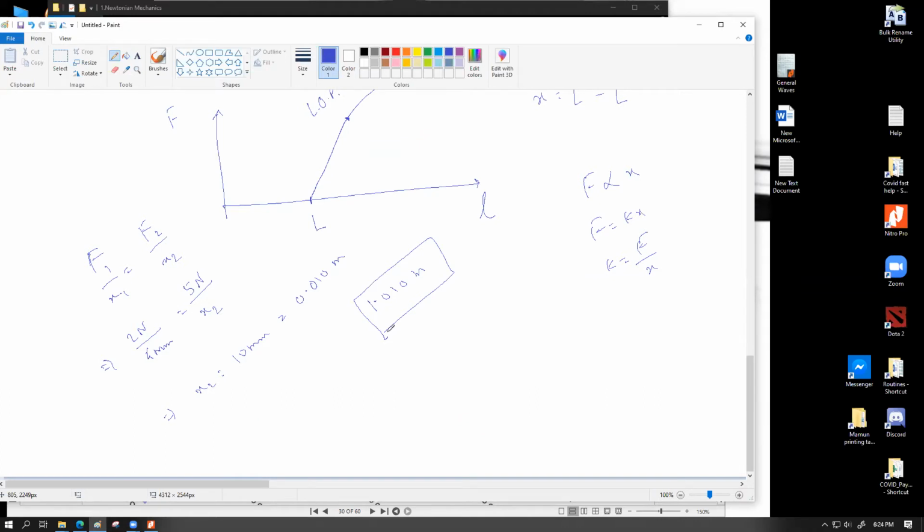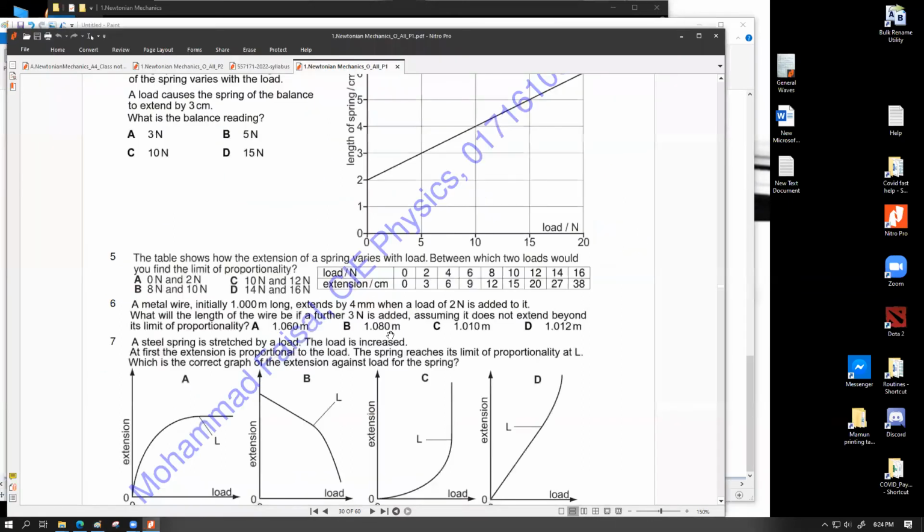Yes, I'm telling you. We are trying to find out the extension of the spring under a 5 Newton force. Where does the 5 Newton come from? The question says that a further 3 Newton is added, so 2 Newton was already added. If we add a further 3 Newton, we have a total of 5 Newton force. So we are trying to find how much extension this wire should have under 5 Newton force.